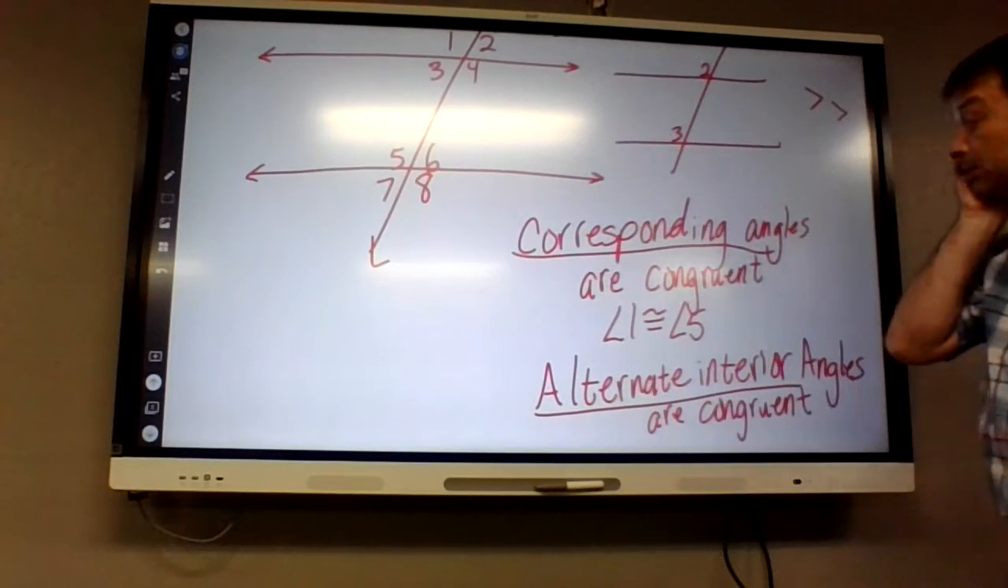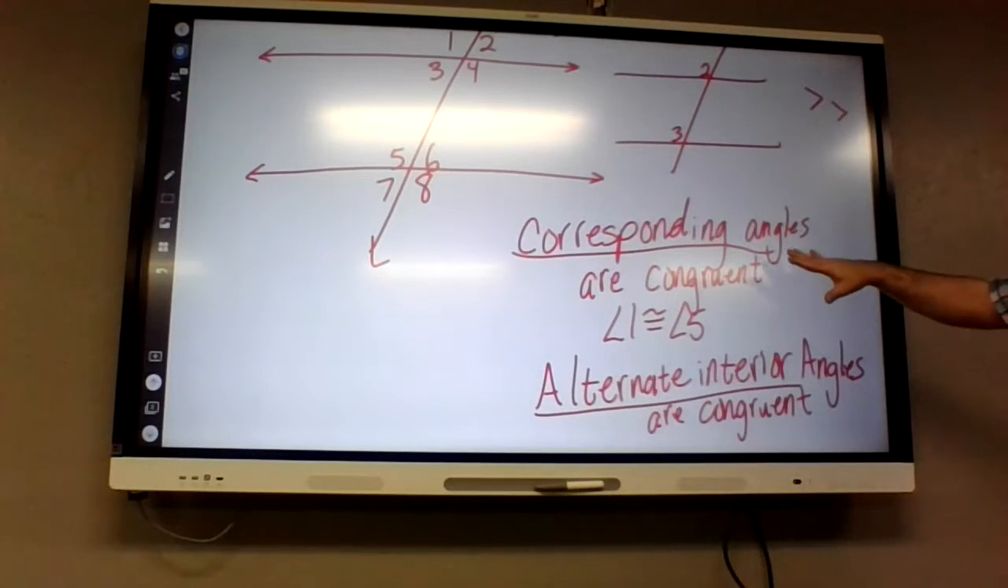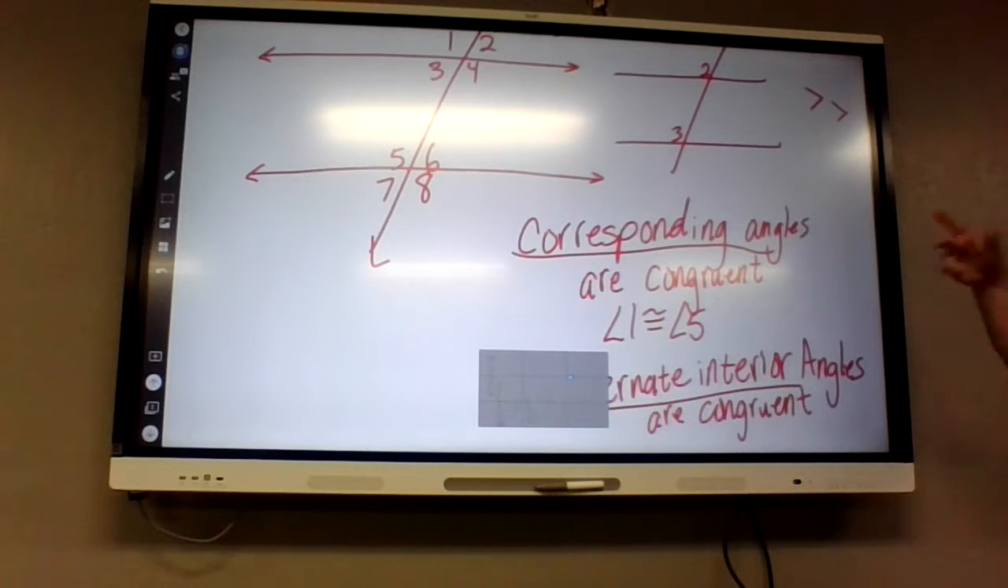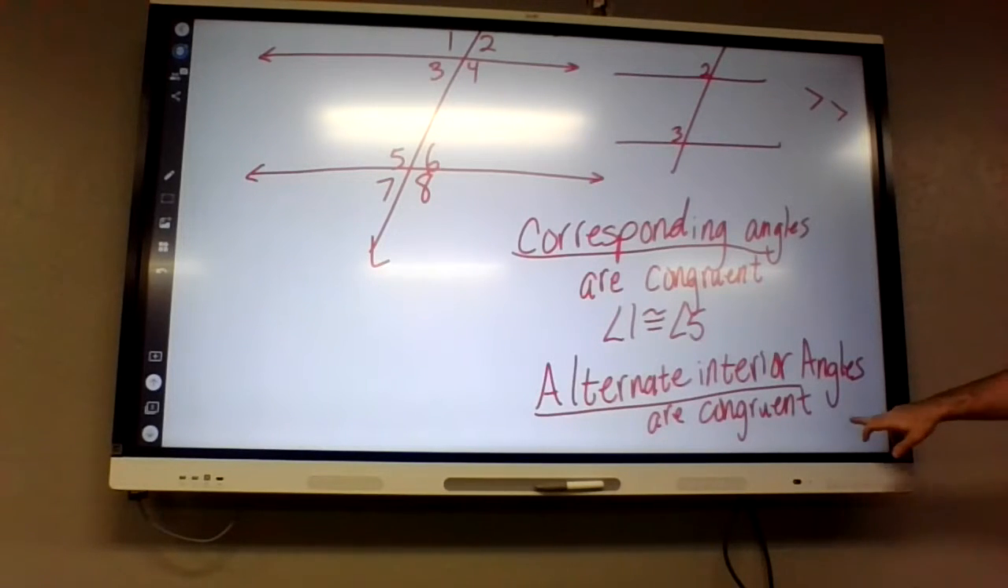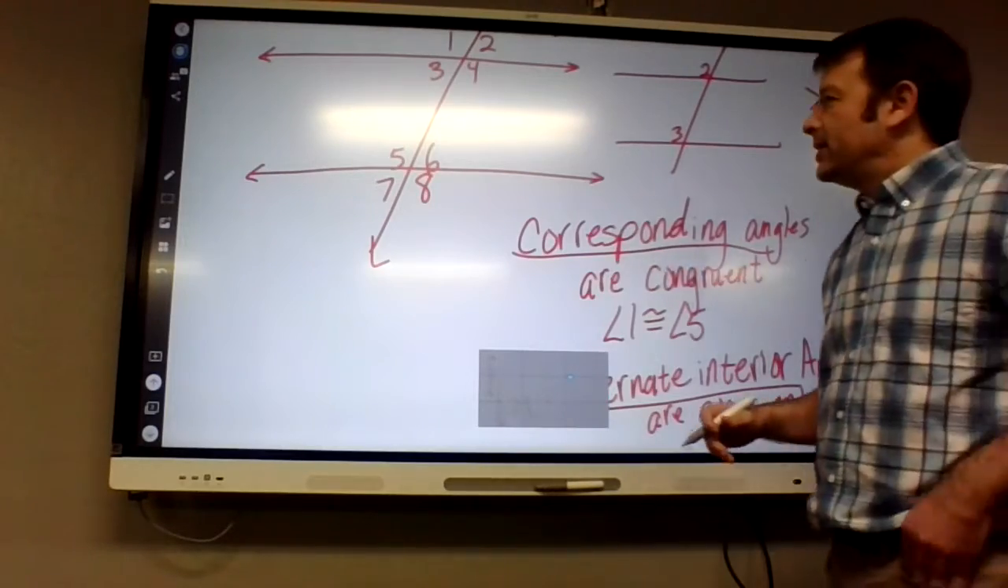All right. So I could have written it, corresponding angles are congruent if the lines are parallel. That would have been the whole thing. Forgetting something else. What am I forgetting? I don't know. Hopefully it was not important.